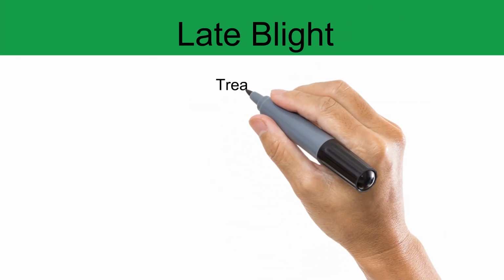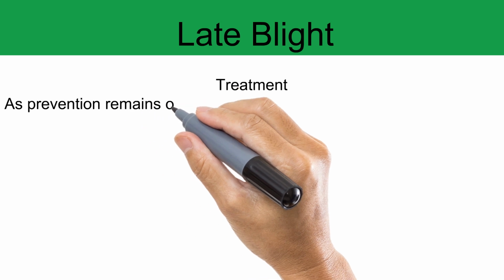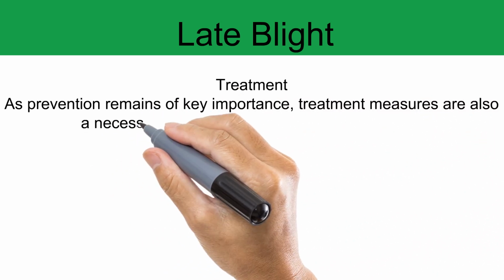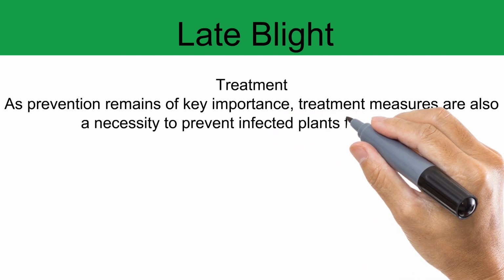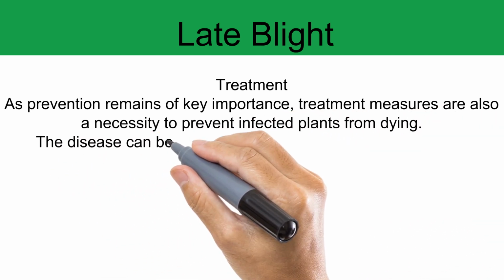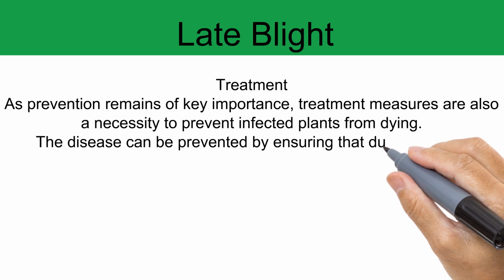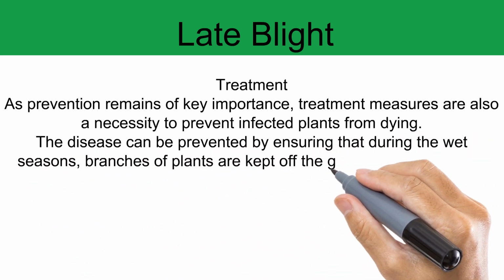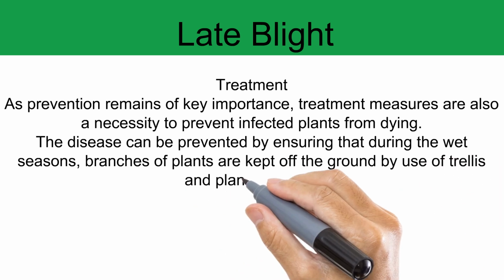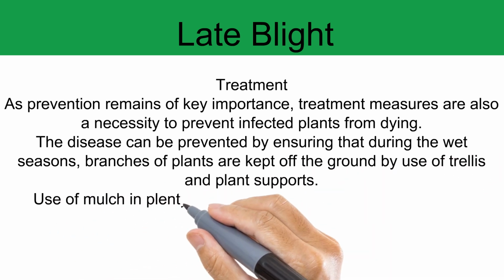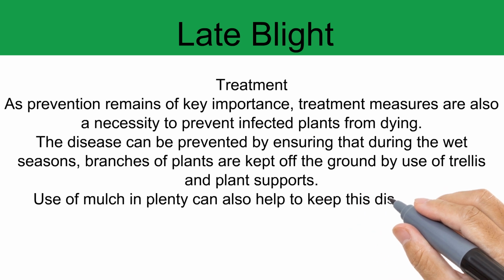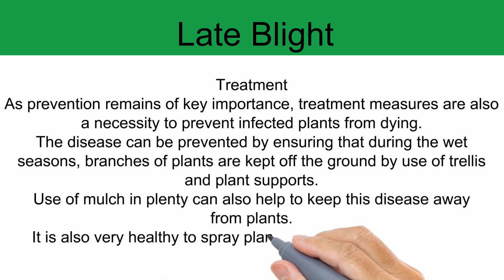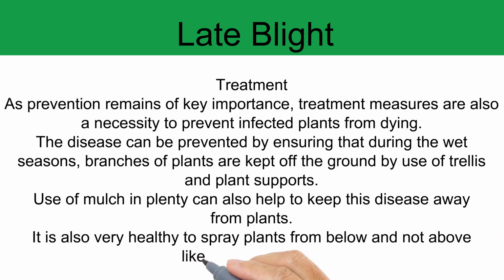Treatment. As prevention remains of key importance, treatment measures are also a necessity to prevent infected plants from dying. The disease can be prevented by ensuring that during the wet seasons, branches of plants are kept off the ground by use of trellis and plant supports. Use of mulch in plenty can also help to keep this disease away from plants. It is also very healthy to spray plants from below and not above like most people do.